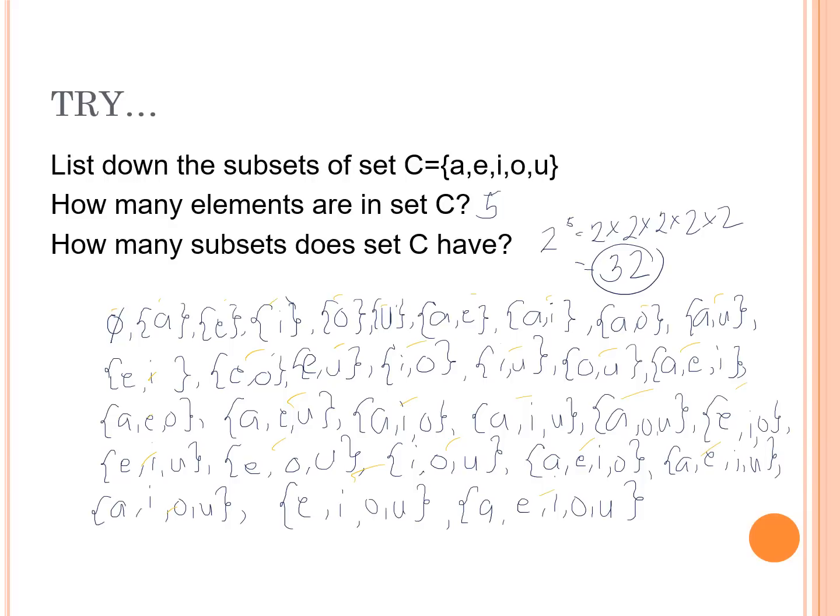Okay, let's check first. Okay, so what we're missing here is the combination of the four letters A, E, O, U. So when we count all of that, there are 32 subsets. And when we remove the set itself, we will have 31 proper subsets. So that is the answer to this activity.